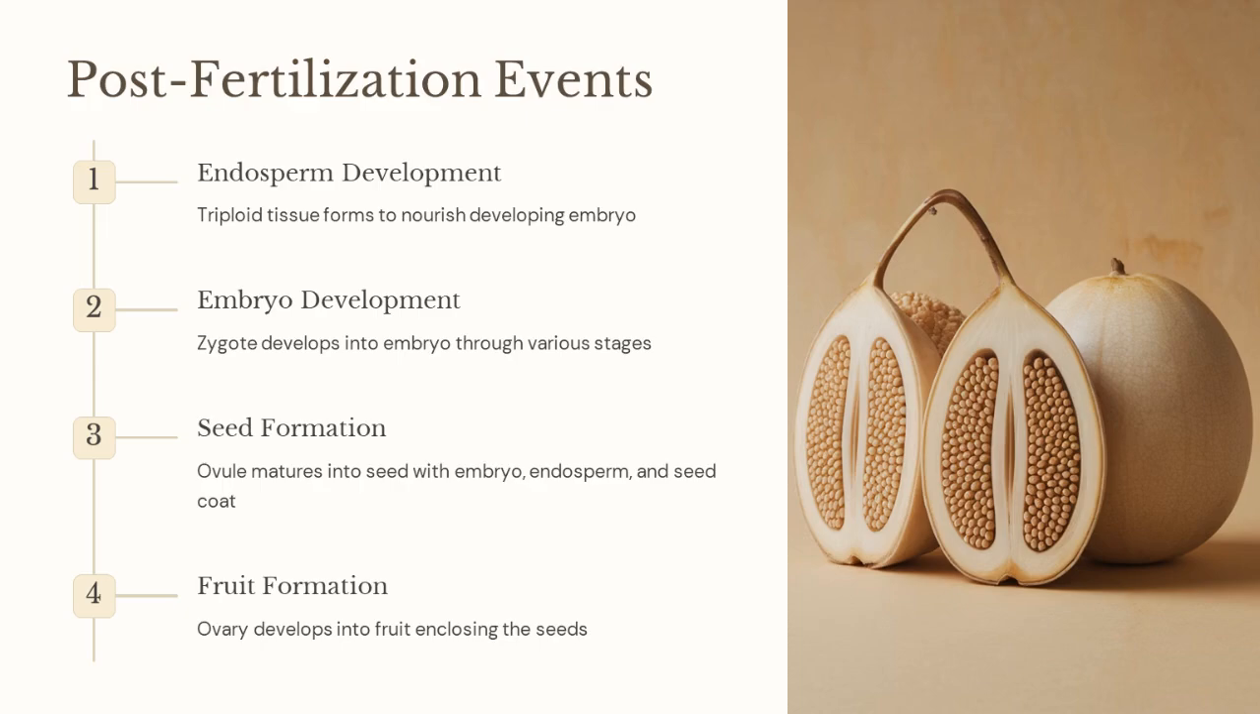After fertilization, several events occur. The triploid tissue forms to nourish the developing embryo. The zygote develops into an embryo through various stages. The ovule matures into a seed with an embryo, endosperm, and seed coat. Finally, the ovary develops into fruit, enclosing the seeds.